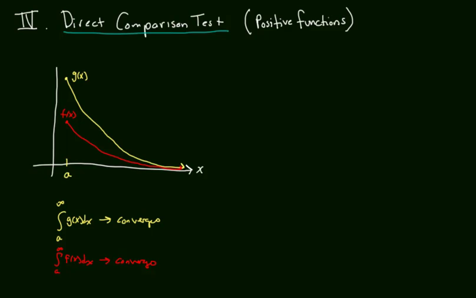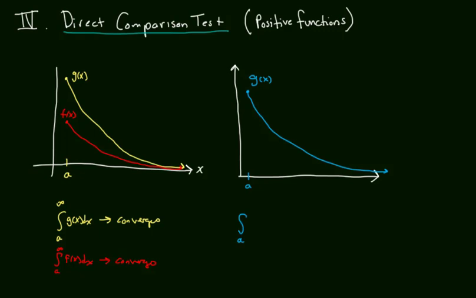Okay, so let's take a look at another scenario. This time I'm going to draw a function, let's call it still g of x. This has asymptotic behavior, comes down, it's going to approach the asymptote. And this is g of x. But suppose it is known that the integral from a to infinity of g of x dx diverges.